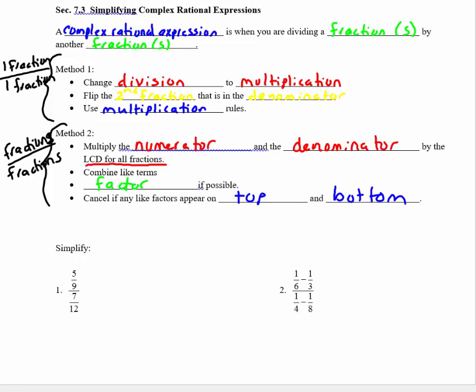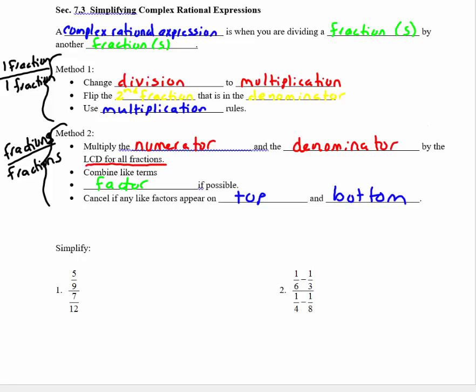Again, you can actually make method 2 into method 1 if you don't ever want to use method 2. All you would have to do is make the multiple fractions into a single fraction by finding a least common denominator and combining them. So if you don't like method 2, you can certainly use method 1 every single time. But I'm going to show both ways.